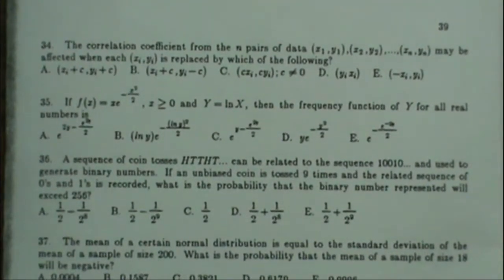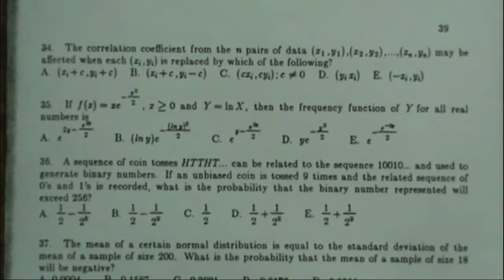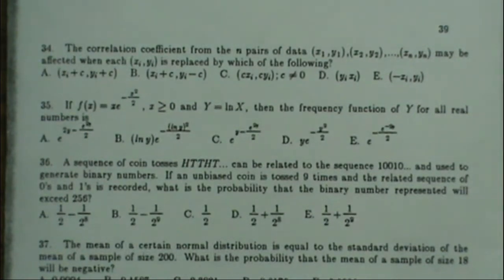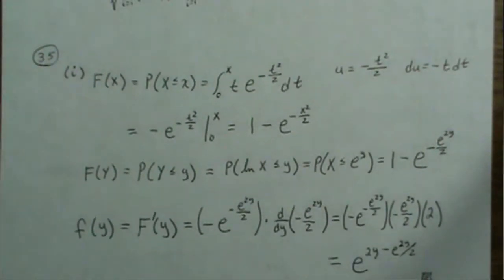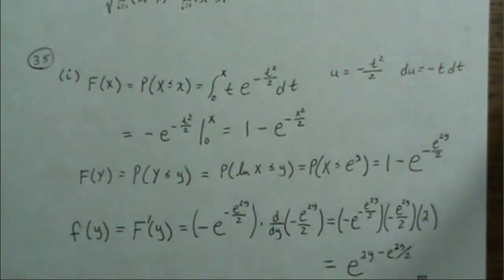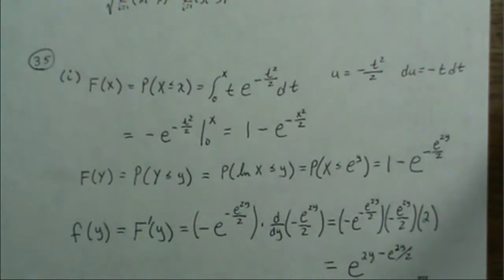Problem 35. If f of x is given and y is equal to log of x, then the frequency function of x for all real numbers is. So question 35 is, what we need to find is the distribution of y, which is log of x. So here I give two solutions.